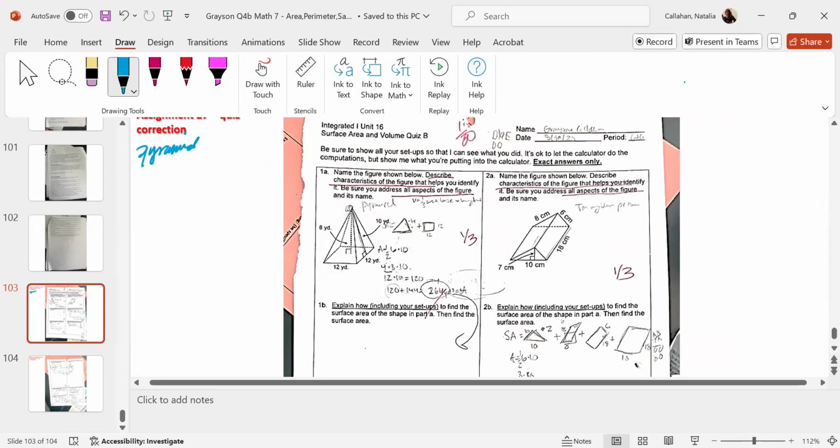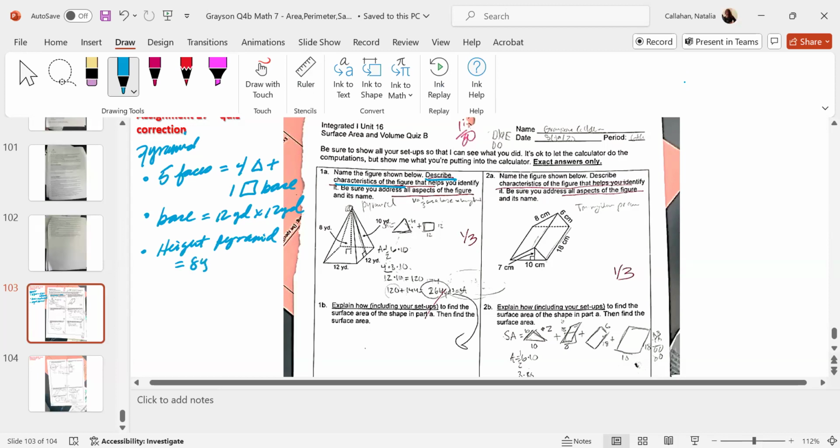And what are we doing? Oh, describe the characteristic, which means you have to write. Correct? Where's your test correction? So if you have to write, you need to say how many faces there are. You could say there are 5 faces, 4 triangles, 1 square base. That's all the characteristics, right? You can also say the base is 12 yards by 12 yards, right? And you can say the height of the pyramid is equal to 8 yards.